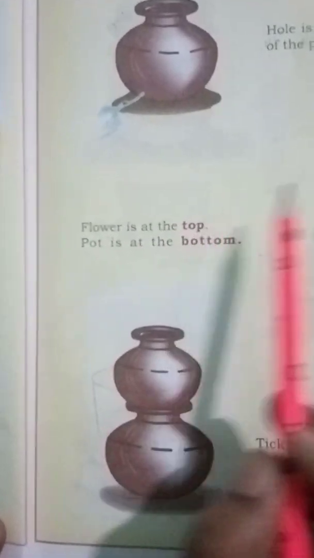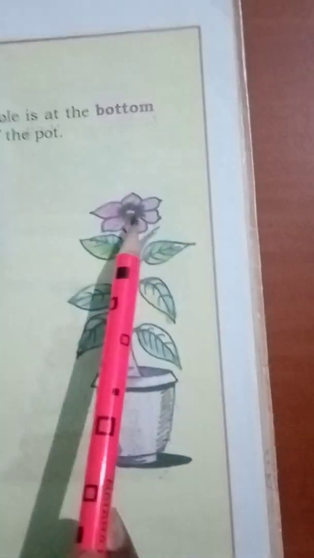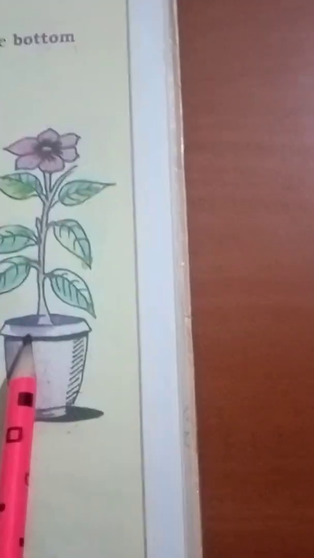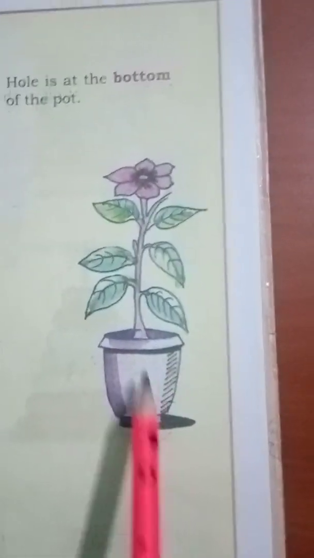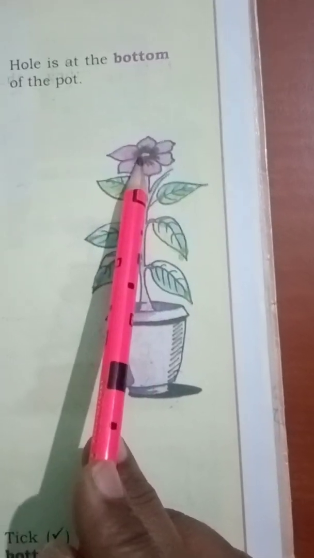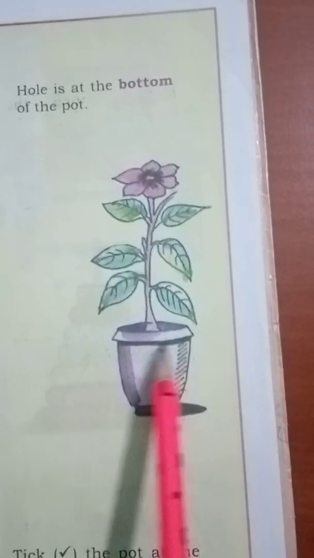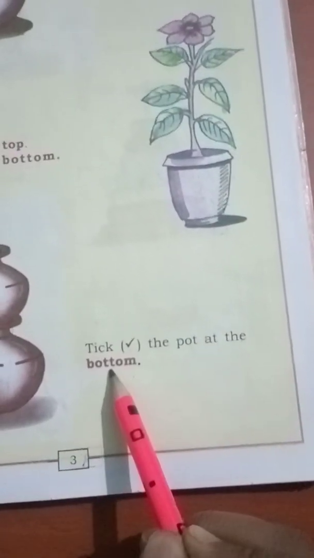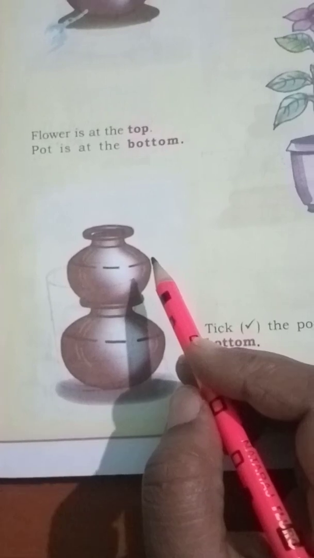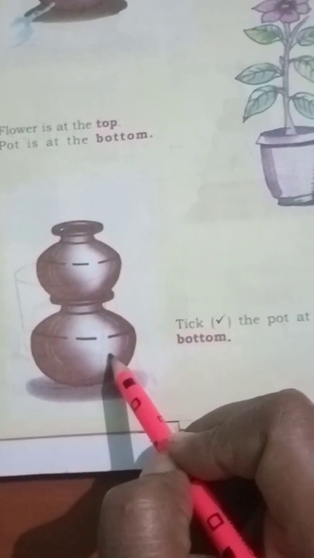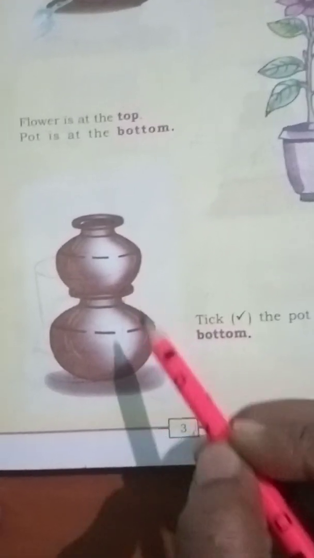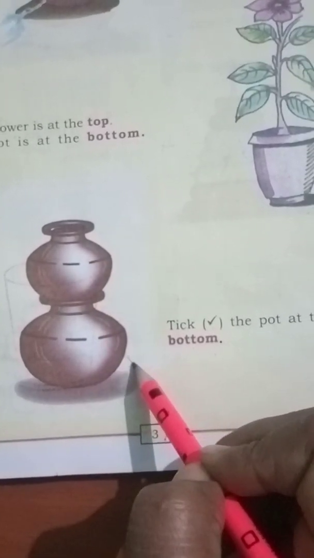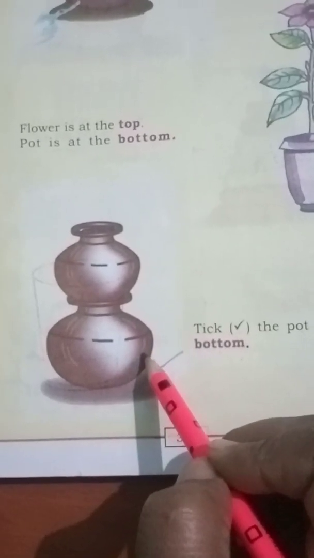Flower is at the top. This is the plant, so the flower is at the top. Pot is at the bottom. This is the pot. Pot is at the bottom. Flower is at the top and pot is at the bottom. Tick right the pot at the bottom. So where do you tick right, children? Here or here? Which is the bottom? Which pot is at the bottom? This one? No. This is at the bottom. The pot at the bottom.